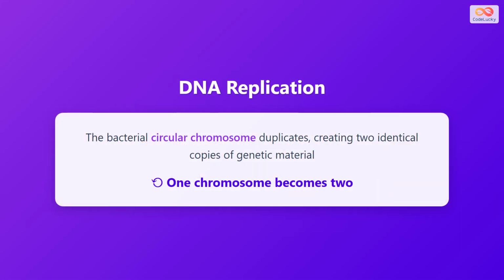The first critical step in binary fission is DNA replication. Bacteria have a circular chromosome, which is different from the linear chromosomes found in human cells. During replication, this circular chromosome duplicates itself, creating two identical copies of all the genetic material. This ensures that each daughter cell will receive complete genetic instructions. One chromosome becomes two, and this happens before the cell physically divides.